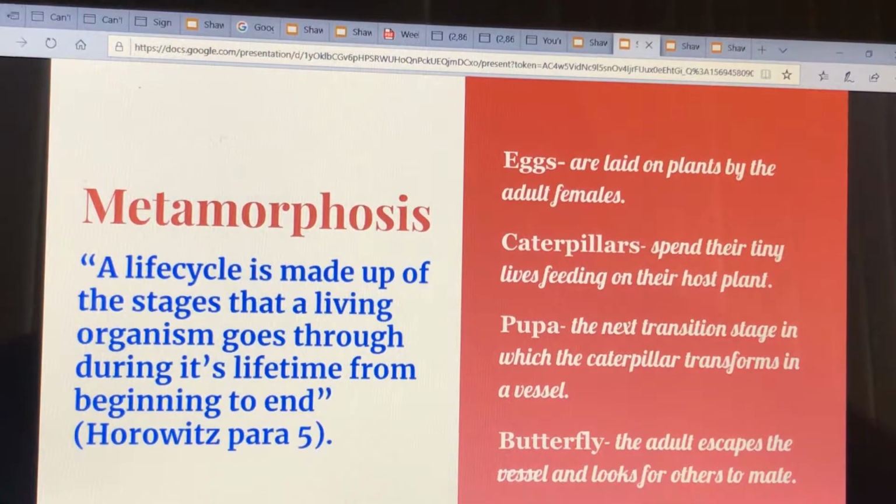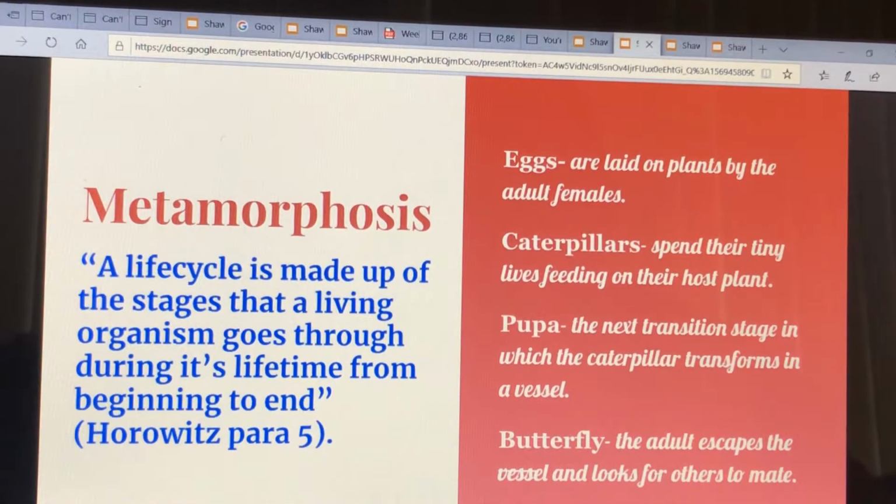They start out as the eggs that are laid on the plants by the adult females. Usually it's milkweed. Then the caterpillars, when they come out of the egg, they spend their entire little lives just eating. That is their whole purpose. They eat their host plant. Then they become the pupa, which is that hard-shelled chrysalis, and that is the transition stage. That's really when they transform while they're in that chrysalis. And then they come out and they are the adult butterfly.